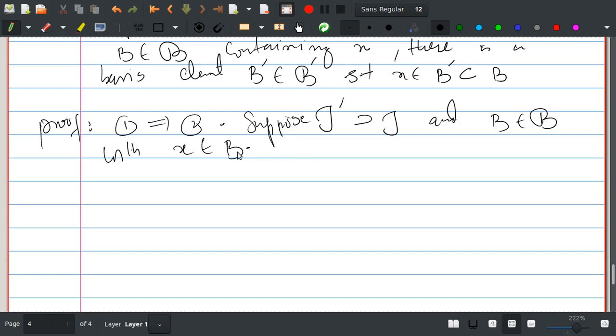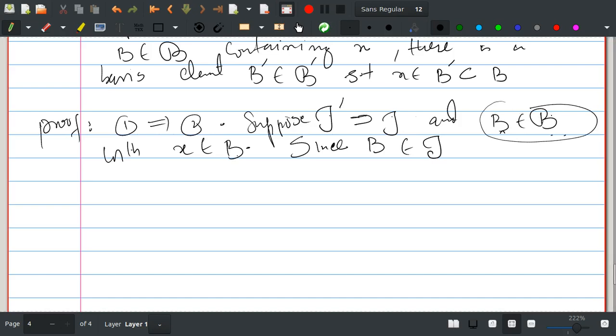Now this B is a basic element for topology tau, so hence this B is an element of tau. Since B belongs to T, and B being an element of this basis for topology tau, this is straightforward. So we suppose this T prime contains T and we choose a basic element B in the basis with this condition.